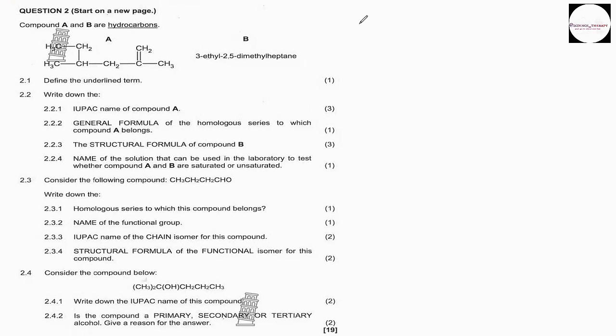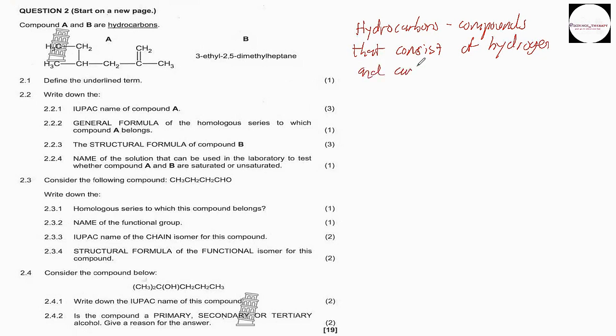hydrocarbon. So what is hydrocarbon, or what are hydrocarbons? We say these are compounds or organic compounds that consist of hydrogen and carbon atoms only, right? So these are compounds that consist of hydrogen and carbon atoms only. So that's our definition of hydrocarbons.